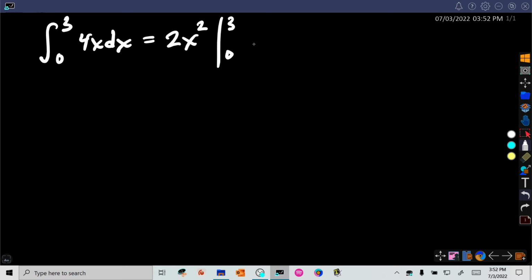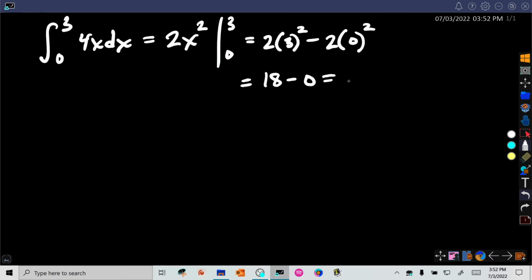All right, so this right here is the same thing as 2 times 3 squared minus 2 times 0 squared. So we do our upper bound of the function minus the lower bound of the function. So this right here is the same thing as 3 squared times 2, which is 18, minus 0, which in this case is just 18. Okay? So that's our solution.